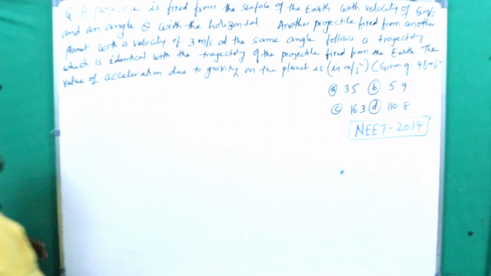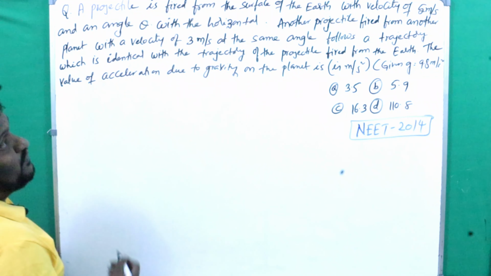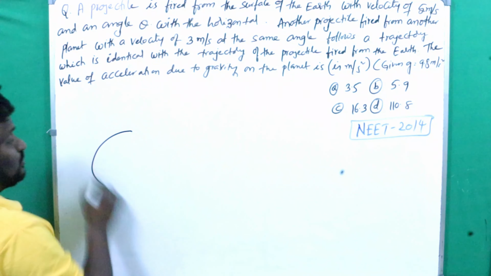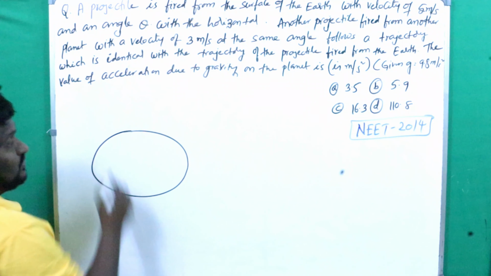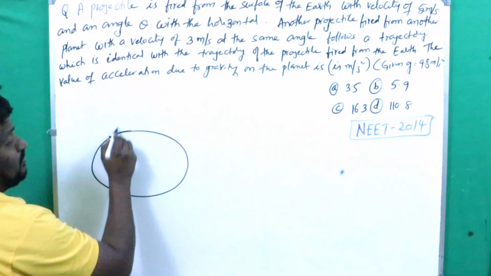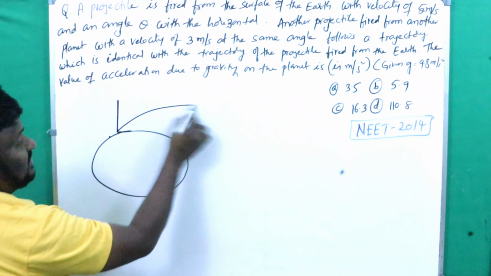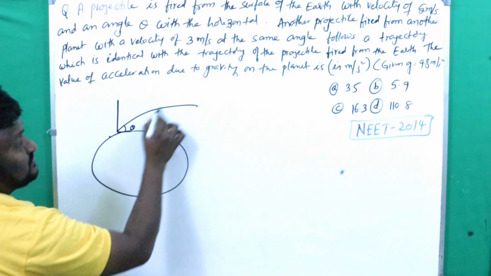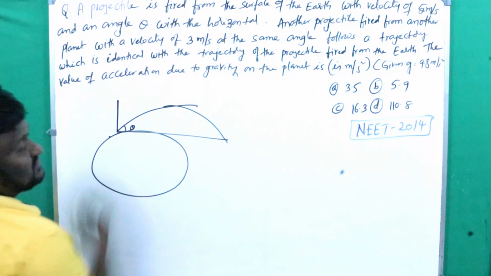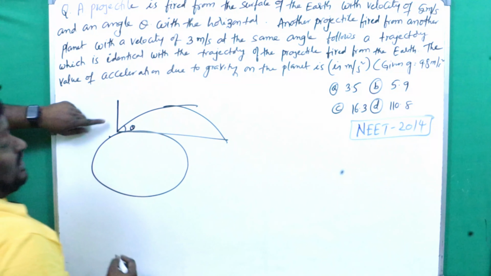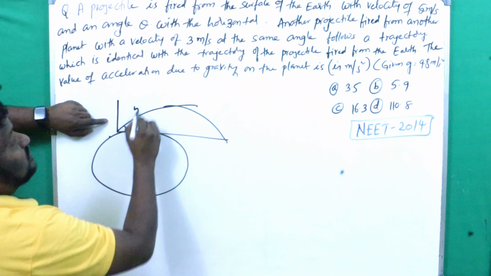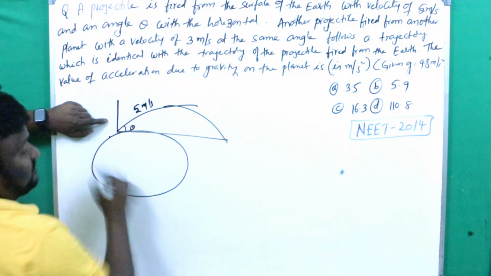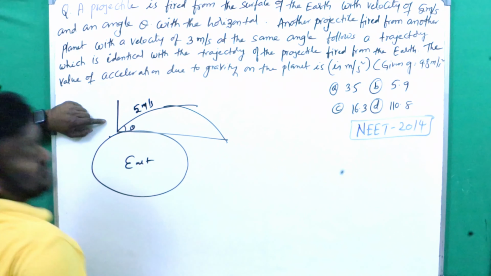See once again, a projectile is fired from the surface of the earth. So it is the earth surface. From that, one projectile is projected like this, making some angle theta, so that it goes like this, and with what velocity? 5 meter per second. This is on the earth surface.